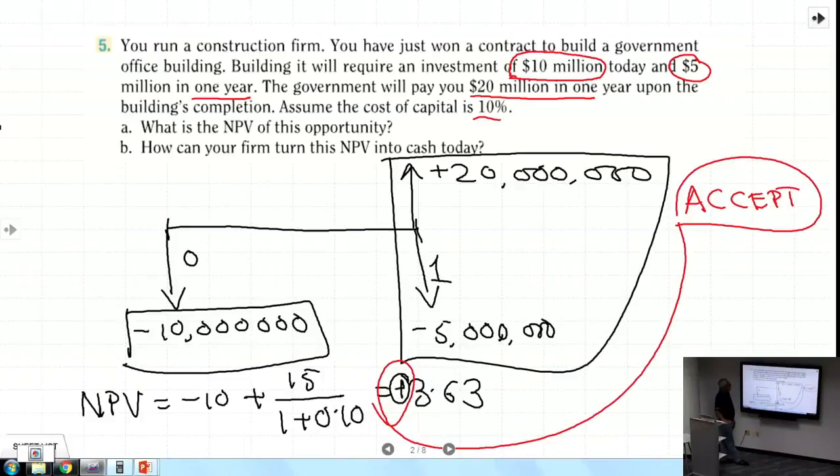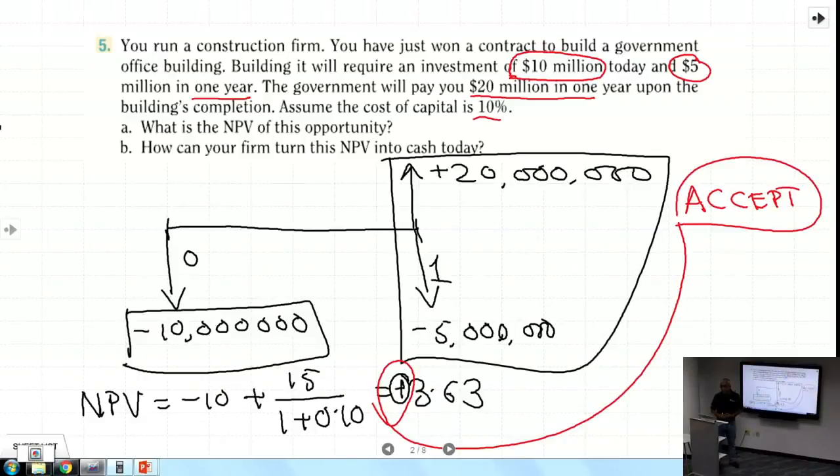Okay. How can you turn this net present value into cash today? You can turn this into cash by essentially borrowing an equivalent amount. The 10 million that you are spending, you could borrow an amount that would be 13.63. So the cash that you would be borrowing in such a manner that the amount that you borrow would mature to 15 million, or the net of this 15 million in a year from now. So this way you can borrow that amount plus 3.63. That's the way you can turn this into cash.